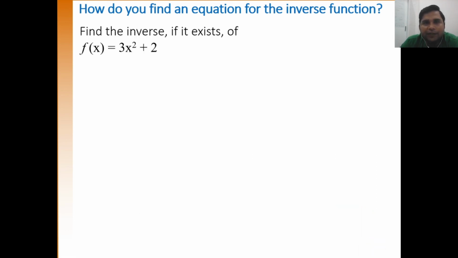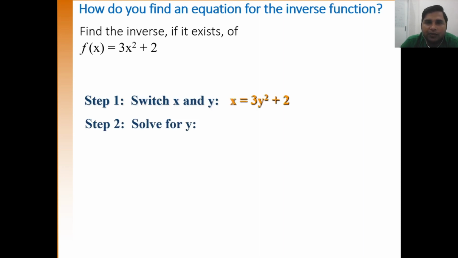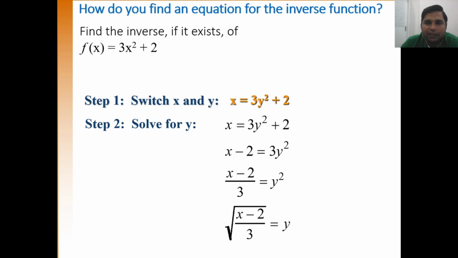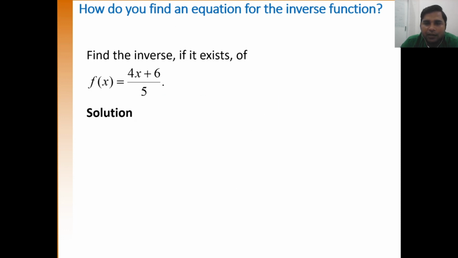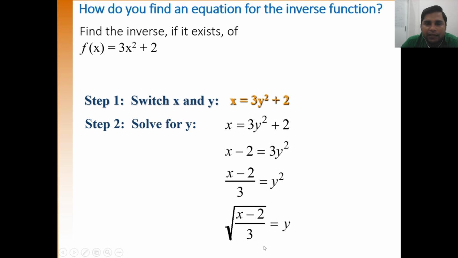Find the inverse if it exists of f(x) is equal to 3x squared plus 2. Now here we switched x to y and y to x, and we get y is equal to the square root of (x minus 2) over 3. But there is a problem here. Here you need to define the domain of the function, whether x is greater than or equal to 0 or x is less than or equal to 0.